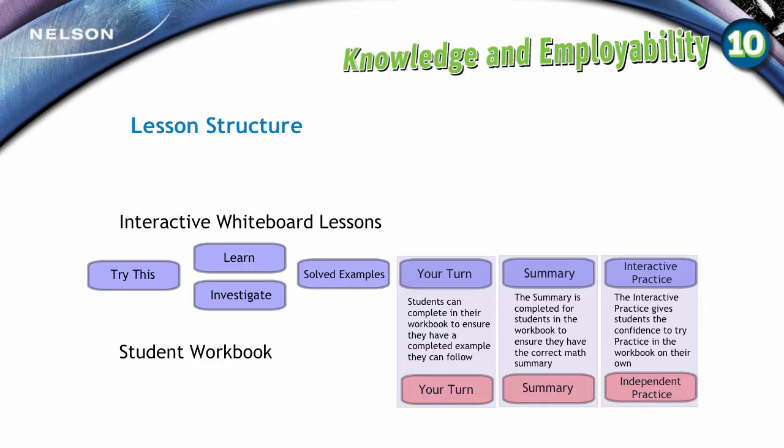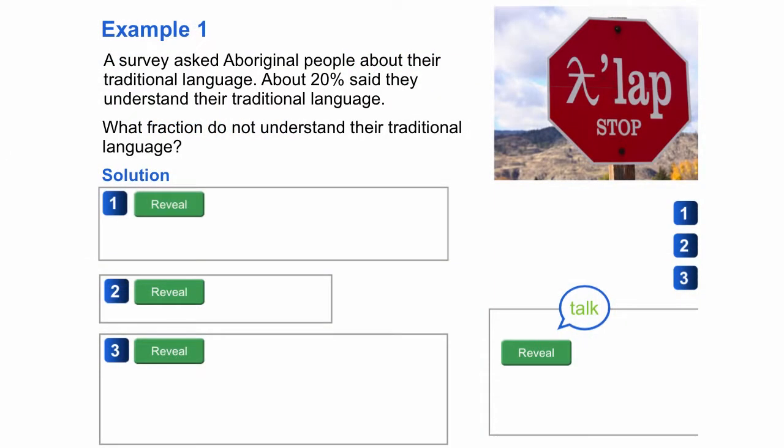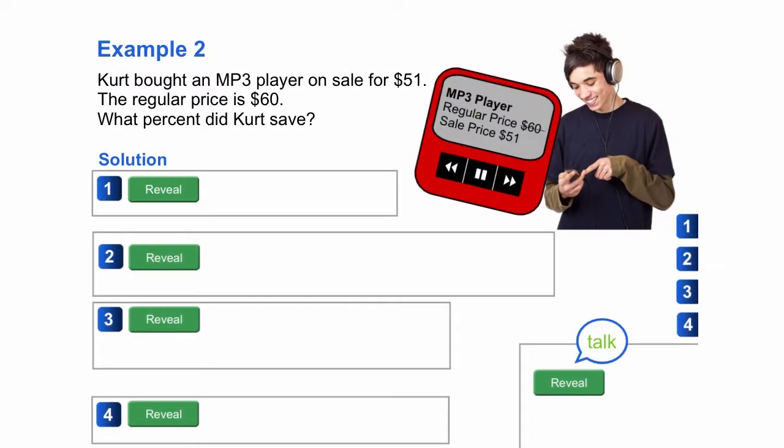Going back to our lesson overview, the next part of the lesson, following the Learn or Investigate activity, is a series of solved examples. Each lesson includes a number of examples that are based on real-life problems that are relevant to students and are hands-on and interactive to allow them to be engaged in their learning. The examples are flexible enough to be used in a variety of ways.